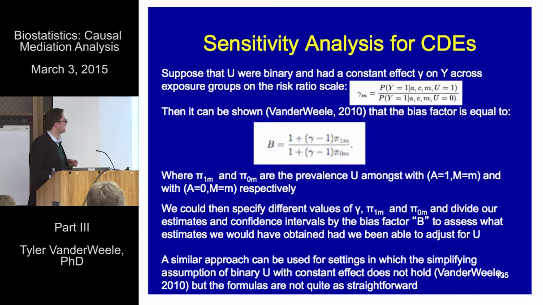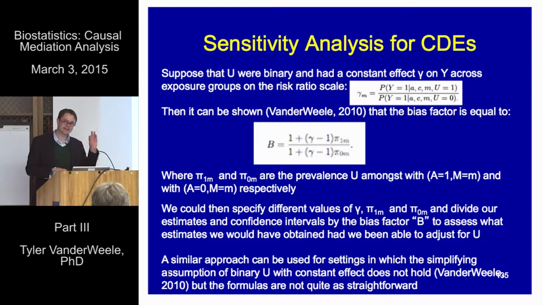And we can show under these simplifying assumptions that our bias factor for the controlled direct effect is just equal to this expression here, pretty much the same thing we had before. But now these prevalences, this pi 1m and this pi 0m, are the prevalences of U amongst the exposed and unexposed respectively, but now the exposed and unexposed with mediator level little m.